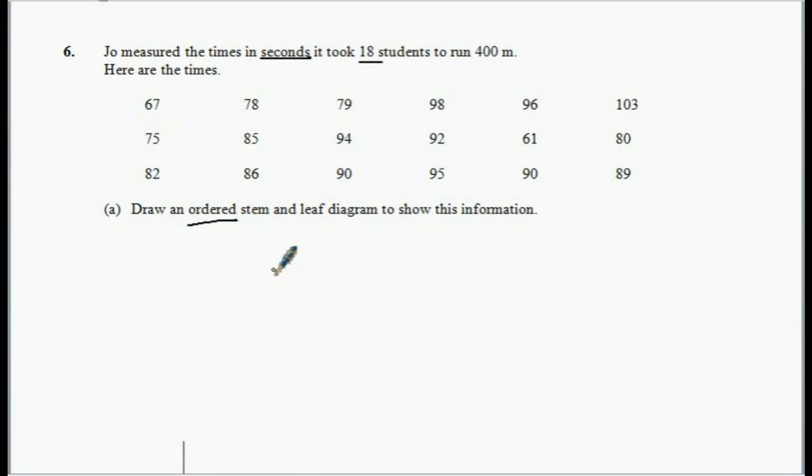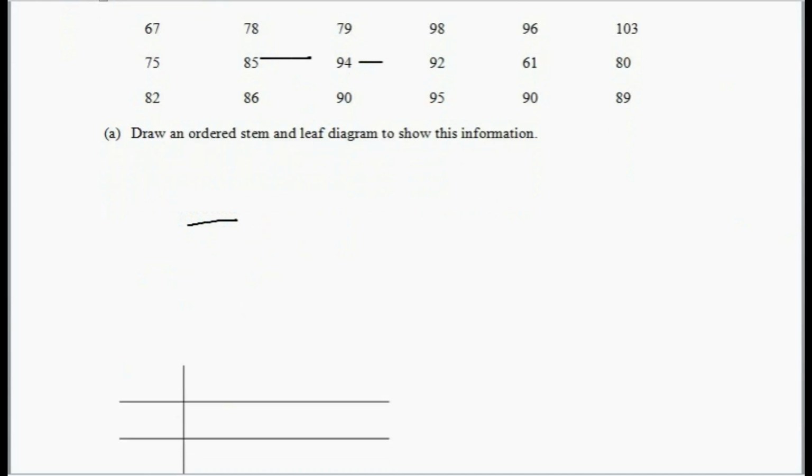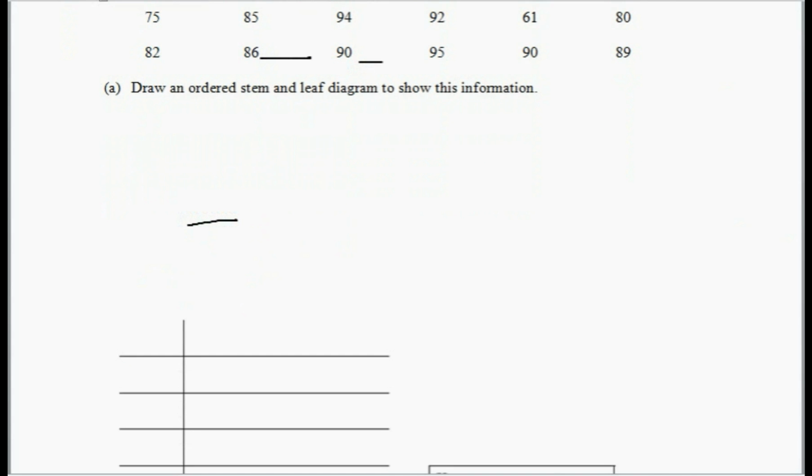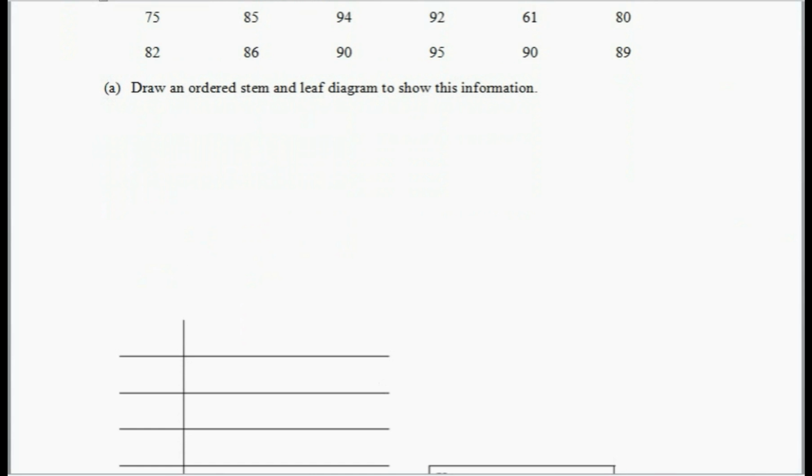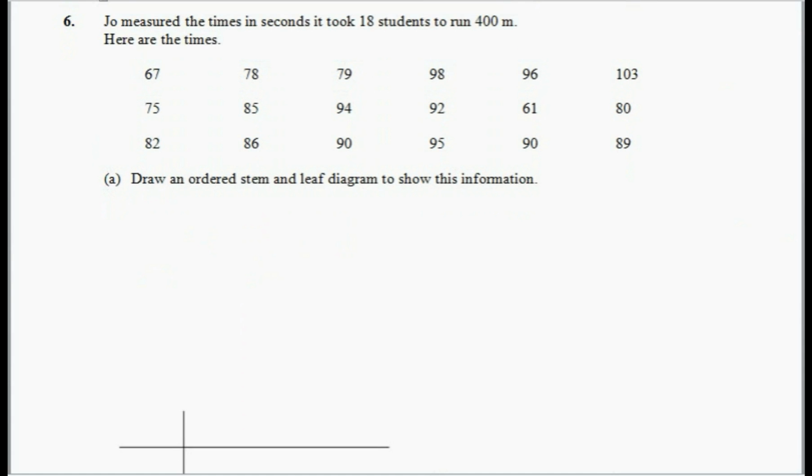So we'll start first by drawing a stem and leaf diagram, which is not ordered yet. As you can see in the paper, they left some space for you, perhaps to be used for drawing an unordered stem and leaf diagram first, and then an ordered one. So let's look at our data and create the unordered stem and leaf diagram first.